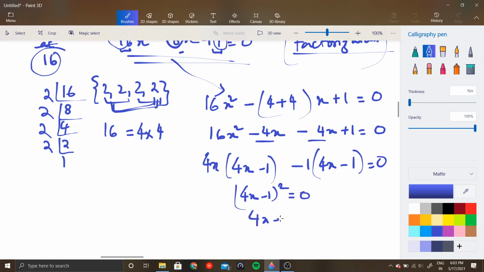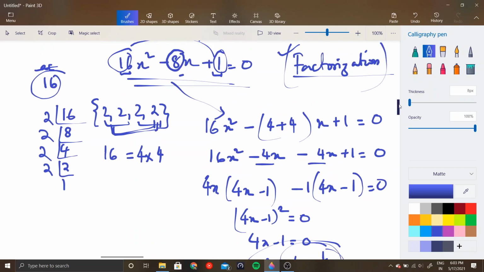So 4x minus 1 equal to 0. X is basically 1 by 4 and 1 by 4. So here in this case, the roots are real and equal. So let's check the discriminant as well.